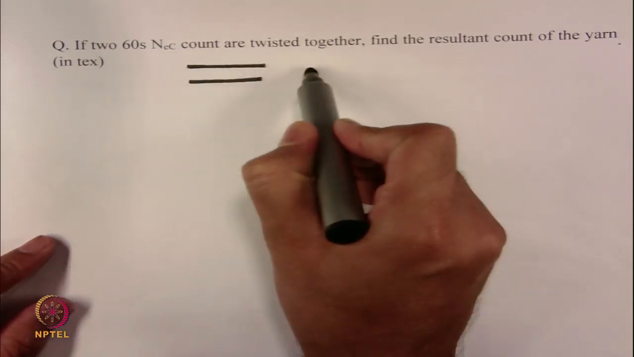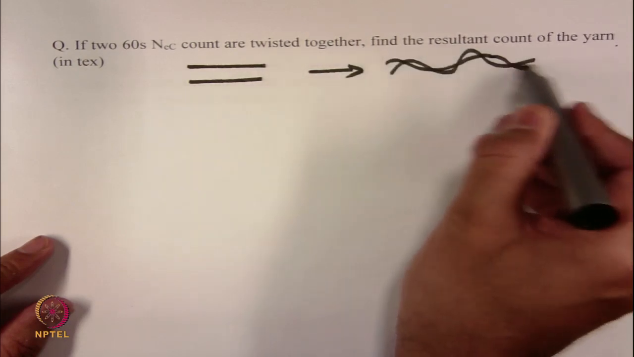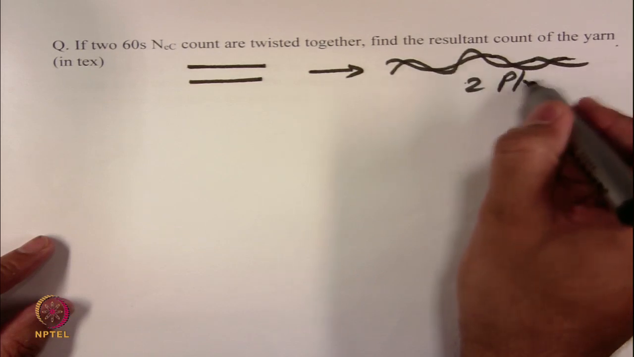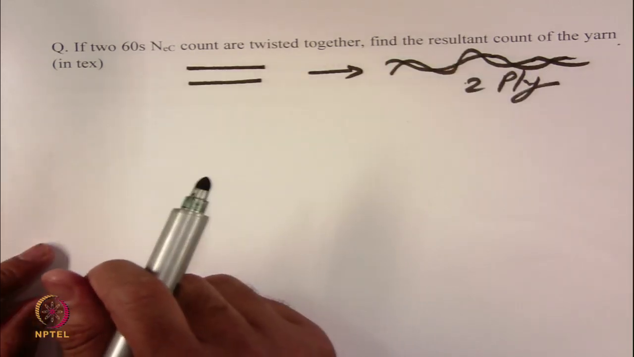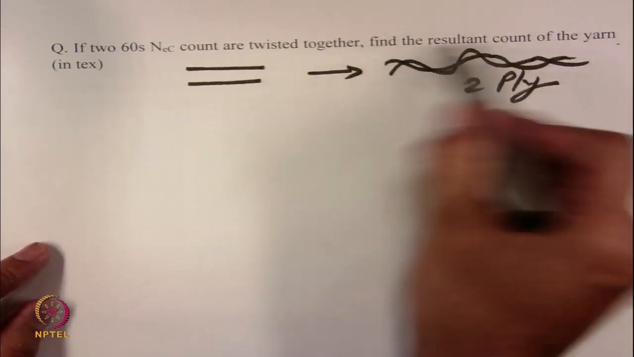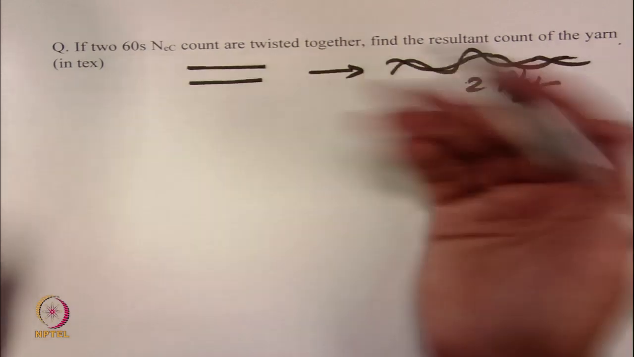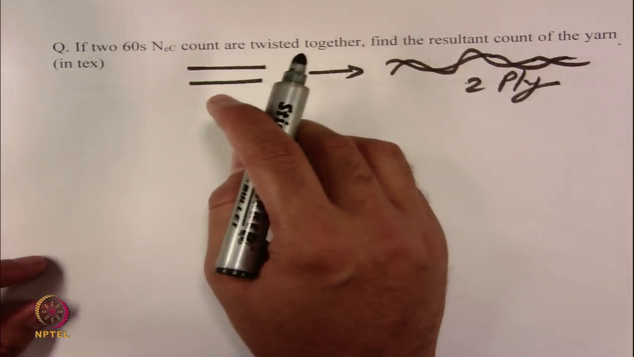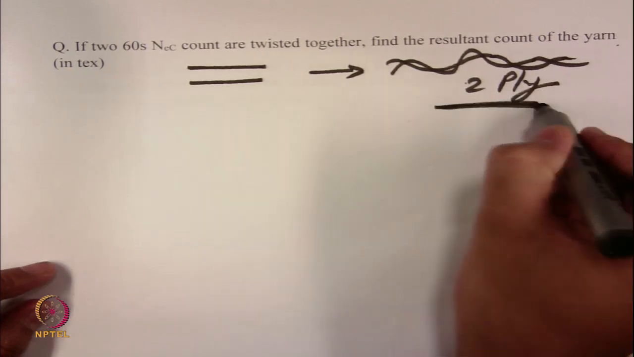If two 60s count yarns are twisted together, find the resultant count of yarn. Basically, you have 2 yarns and you combine these 2 yarns and twist them together, so you are making 2 ply yarn. You have to find out the resultant count. You can use the direct formula. There are so many formulas in textile books where, from the English count, you can directly use the formula and get the count for the resultant yarn.